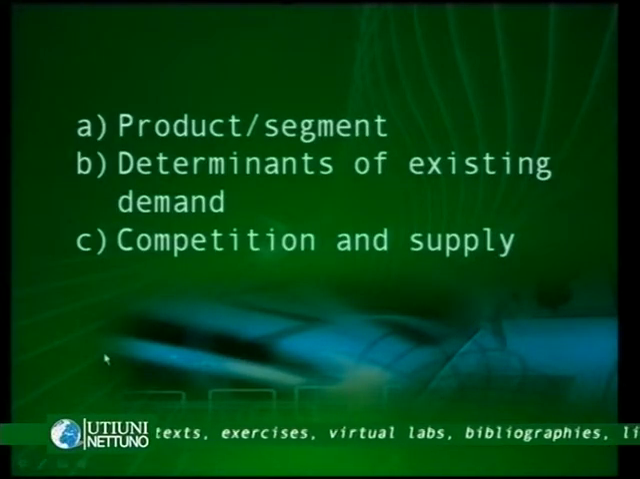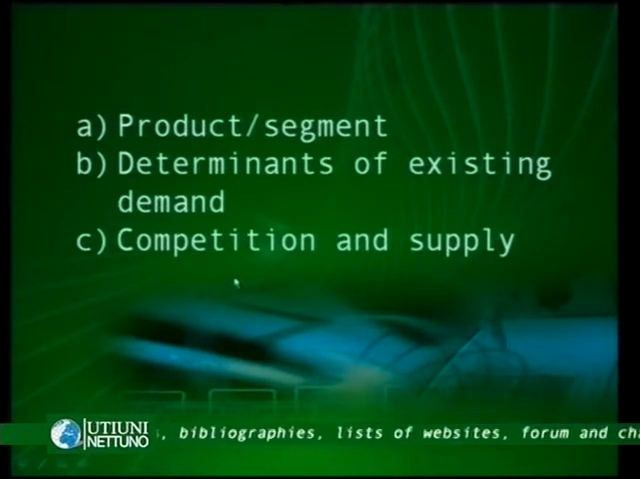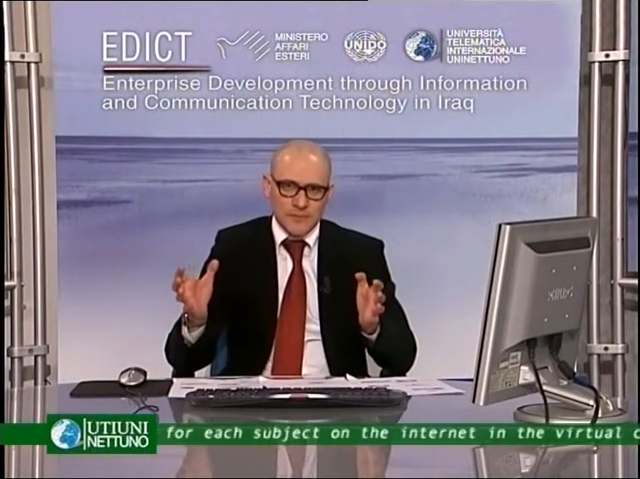Third element for information gathering is about competition and supply. When it comes to competition, it's very important to gather information about what are the other companies' products and what are the other companies' strategic moves, or at least the company should gather as much information as it can in terms of anticipating the moves of such competitors.